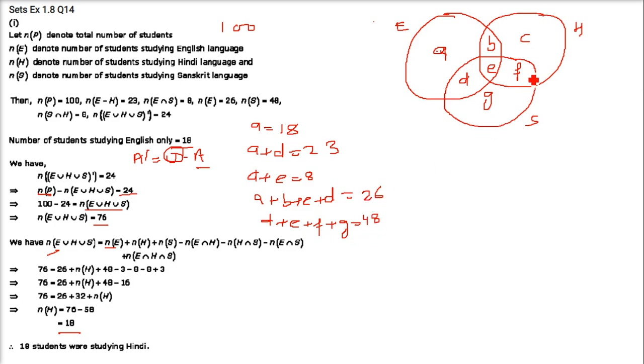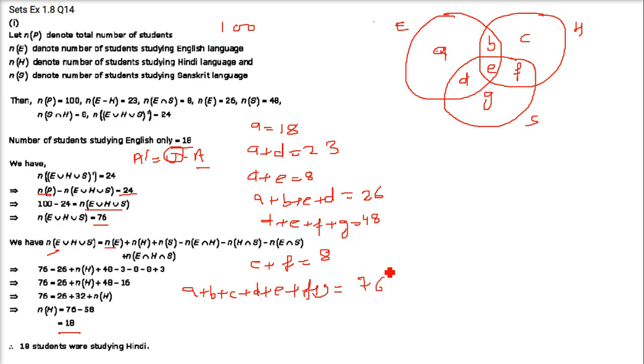Then we have Sanskrit and Hindi. Sanskrit and Hindi is E plus F. So E plus F, Sanskrit and Hindi is 8. And no language is of course 24. So total one is 76 we found out. That is A plus B plus C plus D plus E plus F plus G. Total is what? 76. The total is 76. So it is 76. Right?